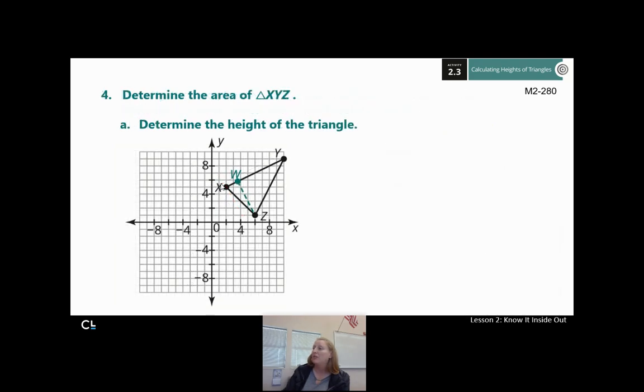We said that W was at 3.6, 5.8. We already knew that Z was sitting at 6.1. Use some distance formula and find the height of your triangle. Hit pause. Do that distance formula. Find the height of your triangle, and then hit play when you're ready to check your work.